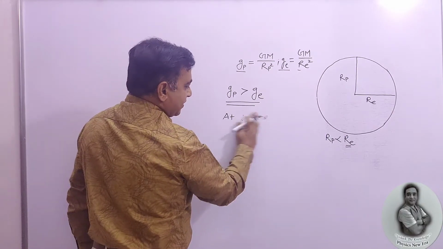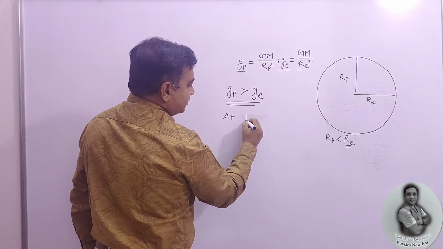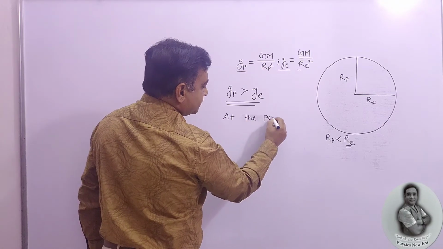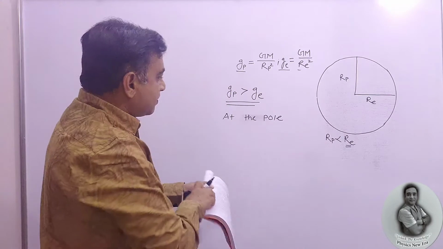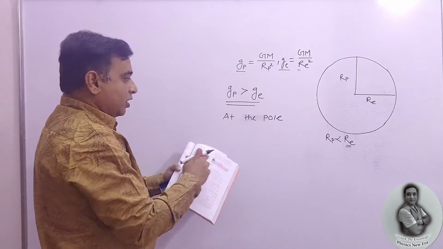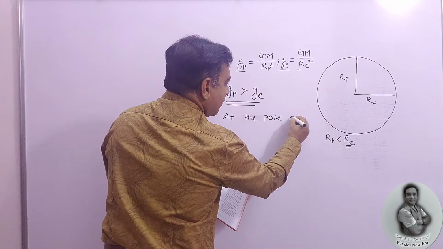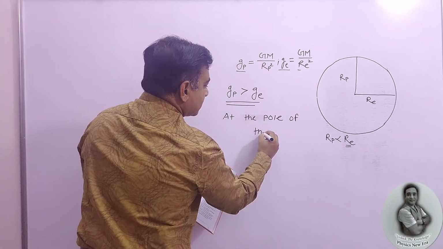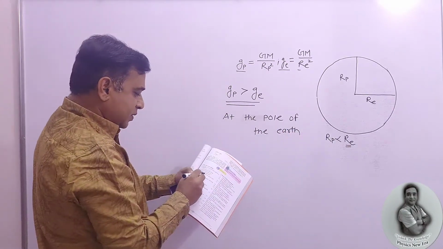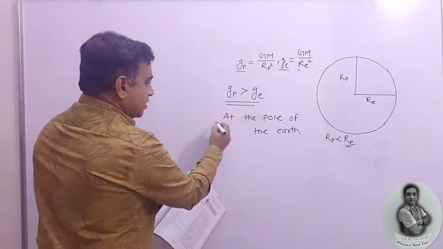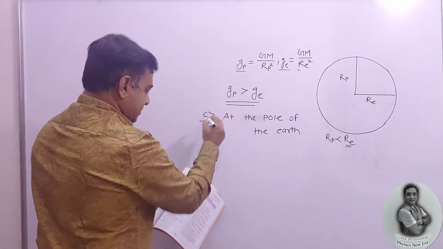That's why at the pole. So which option is correct? At the pole of the earth. This option is correct. Which one is this? This is option C. So option C is the correct one.